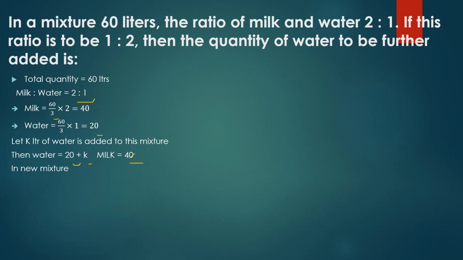Now in the new mixture, the milk to water ratio is 1 is to 2. So we have 40 divided by 20 plus k is equal to 1 divided by 2. Upon cross multiplying, we get 20 plus k is equal to 40 into 2, that is 80. And k is equal to 80 minus 20, that is 60 liters. So that means 60 liters of water is to be added to the mixture.